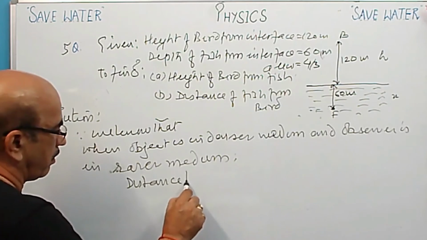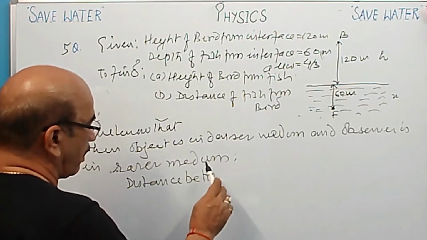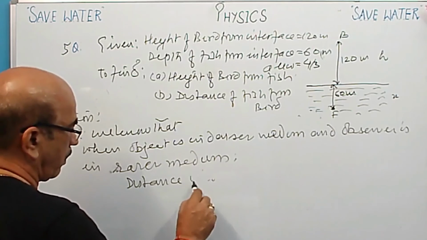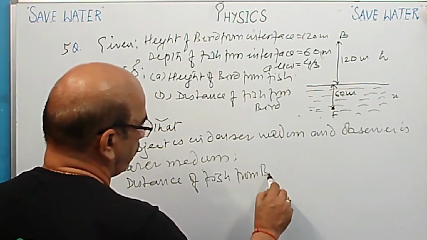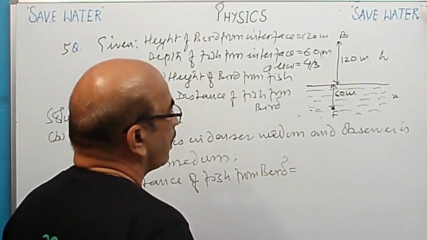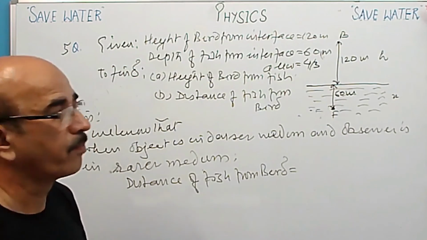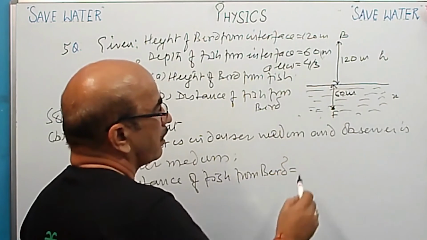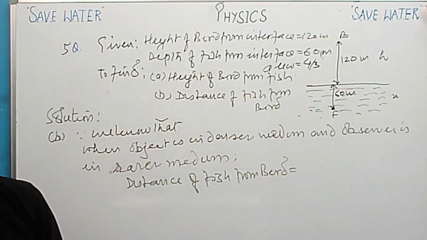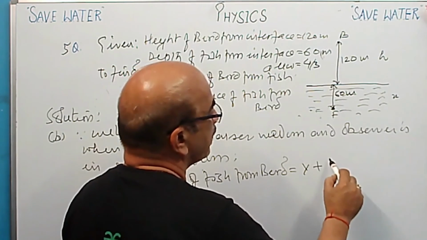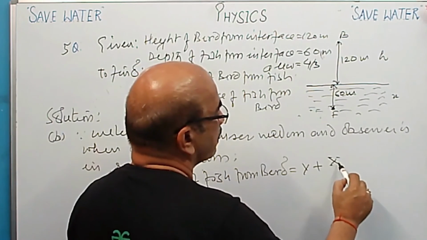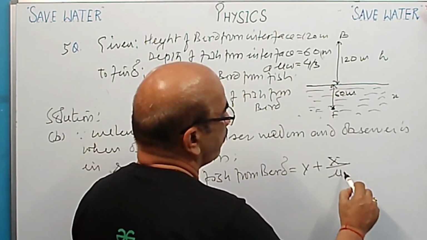डिस्टेंस बिटवीन डिस्टेंस ऑफ फिश फ्रॉम बर्ड. डिस्टेंस ऑफ फिश फ्रॉम बर्ड. तो ये क्या होगा देखिए. Yes, anyone? What should be the distance in this case? Yes, it will be how much? ये तो रहेगा पूरा. This is y plus, in this case it will be x upon refractive index of medium.